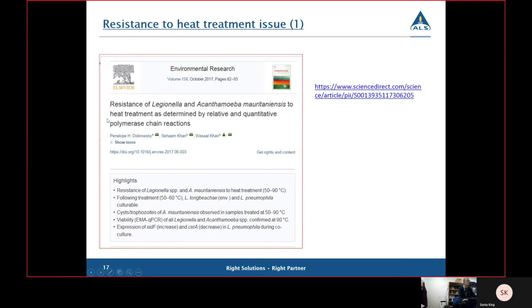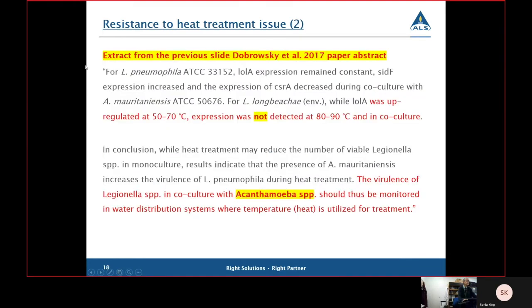So what you've got, if you've got Acanthamoeba there, the sterilisation at the recommended 55 to 60 will not necessarily kill off all the Legionella. And I think also you've got cold spots as well. So this is a big issue. So an extract from that previous paper was that Legionella expression remains constant.